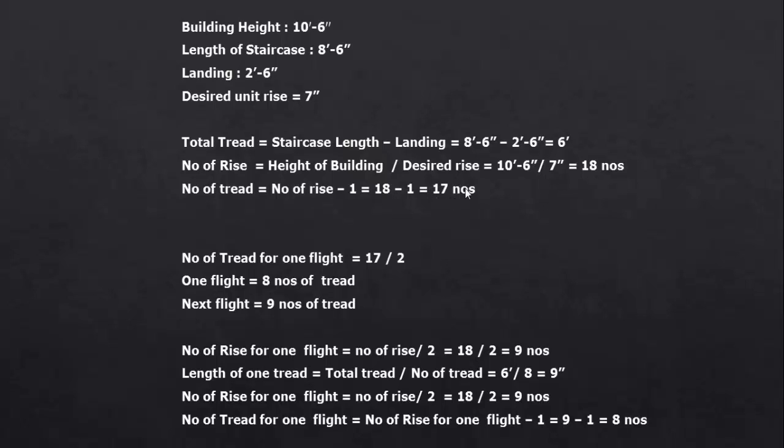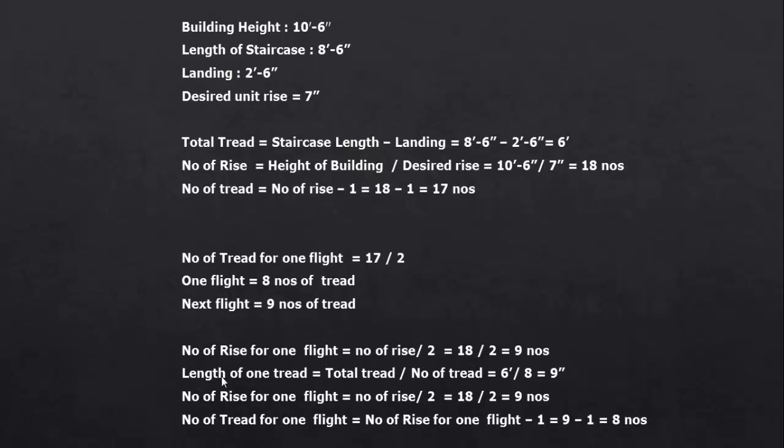Now 17 number of thread we got. Now number of thread for one flight, 17 divided by 2. So in one flight 8 numbers and in next flight 9 numbers. Here number of threads are not same. So in this case we will find out number of thread from number of rise for one flight. Number of thread in one flight 8 numbers, in another flight 9 numbers. Now number of rise for one flight, number of rise divided by 2, that is 18 by 2, that is 9 numbers.